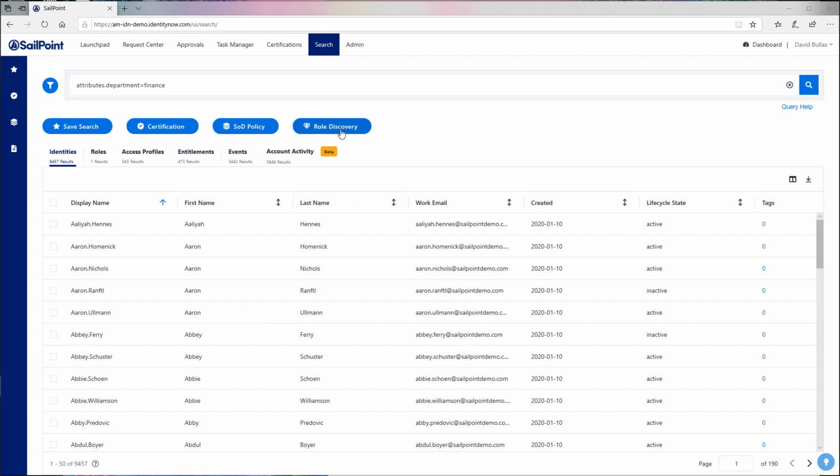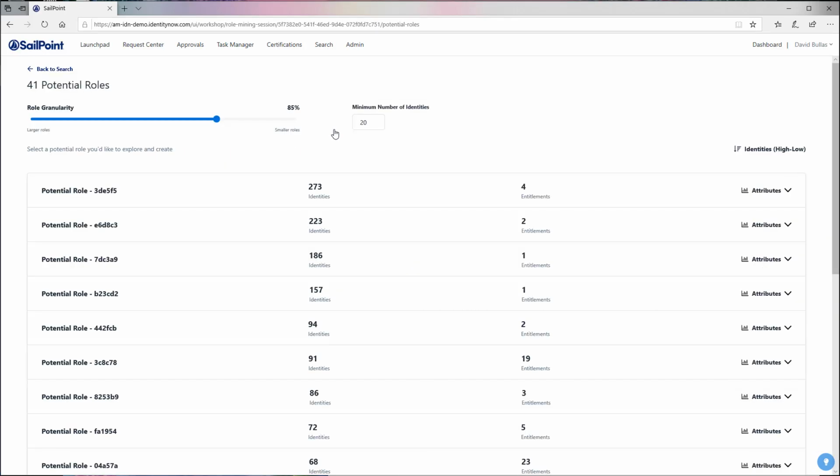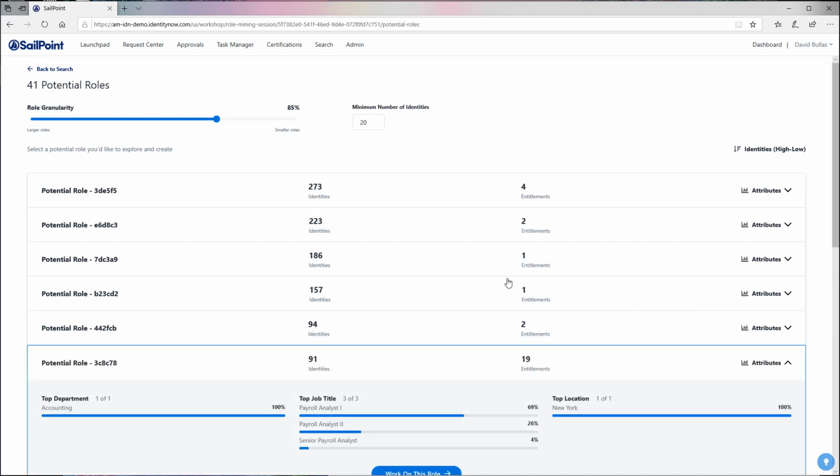SailPoint is the industry leader for identity governance, and part of governance has always been the creation of roles. The challenge has always been that role creation is a manual, labor-intensive process. It was left to role engineers to crunch the numbers and search through thousands of entitlements looking for needles in haystacks, one or more roles that captures the needs of the business.